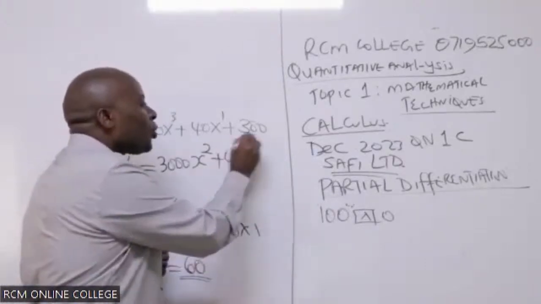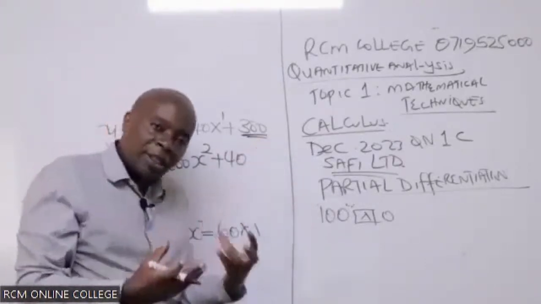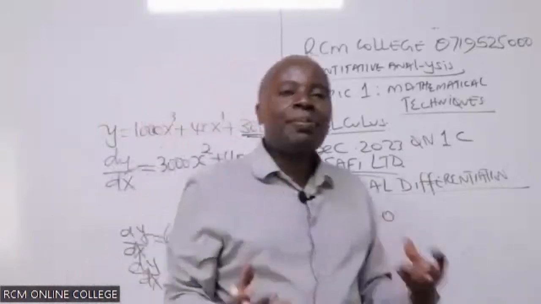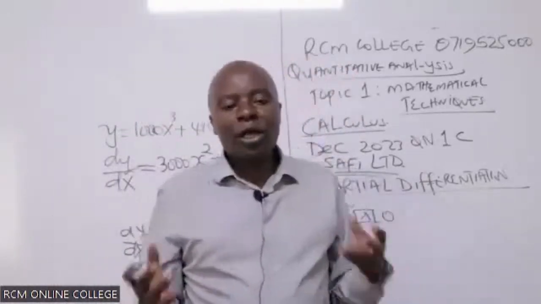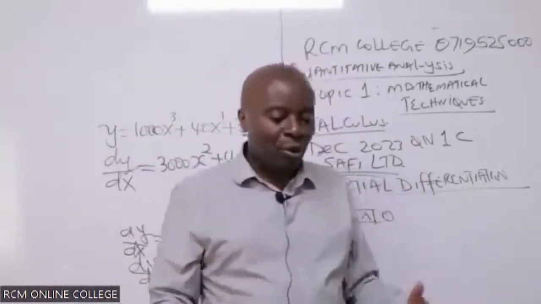What happens to this 300? This 300 is a constant, and constants always disappear upon differentiation.